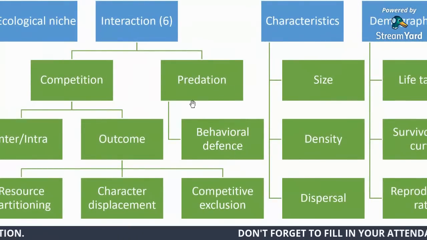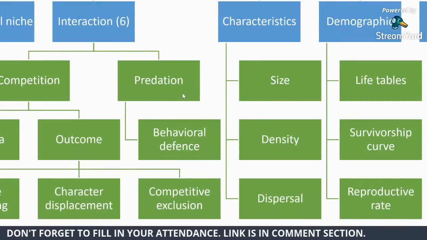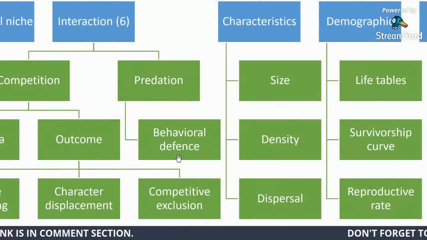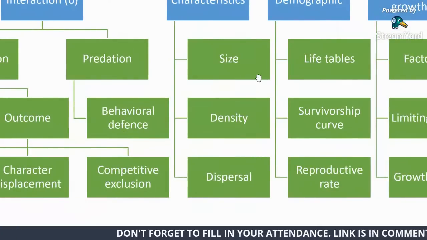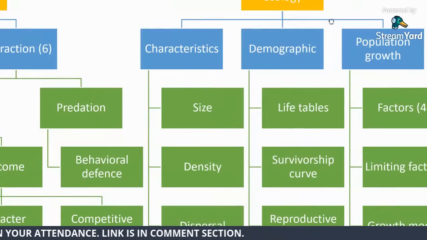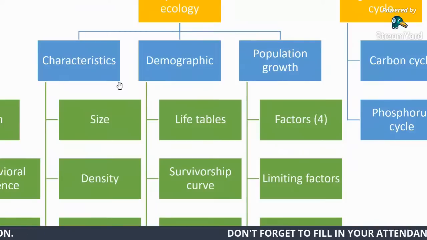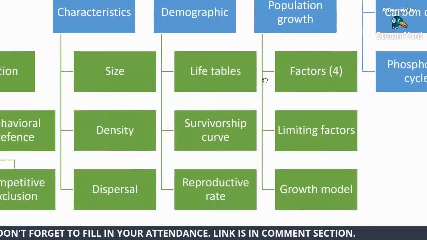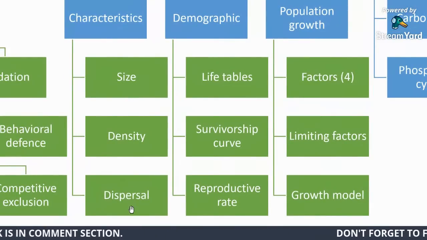Next interaction that we look quite deep adalah predation, that we look into the prey behavioral defense. Okay, so kita ada macam-macam behavioral defense, ada aposematic coloration, cryptic coloration and so forth, right? Next one, you learn about population ecology. So in population ecology, we look at characteristics, demographic and population growth. So untuk karakteristik, kita lihat population size, population density and population dispersal.